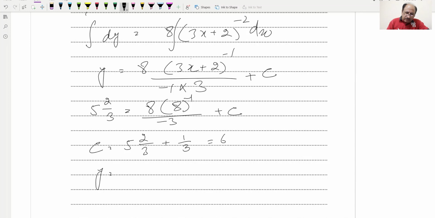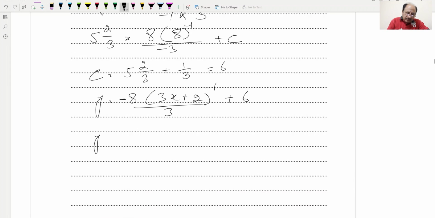So y is equal to 8, and we can shift this minus also with 8, so this will be 3x plus 2 raised to power minus 1 over 3 and plus 6, and we can rewrite it in this way: minus 8 by 3 into 3x. This one also we can shift as denominator, so we will write this as denominator 2 and plus 6, and this will be our final answer.